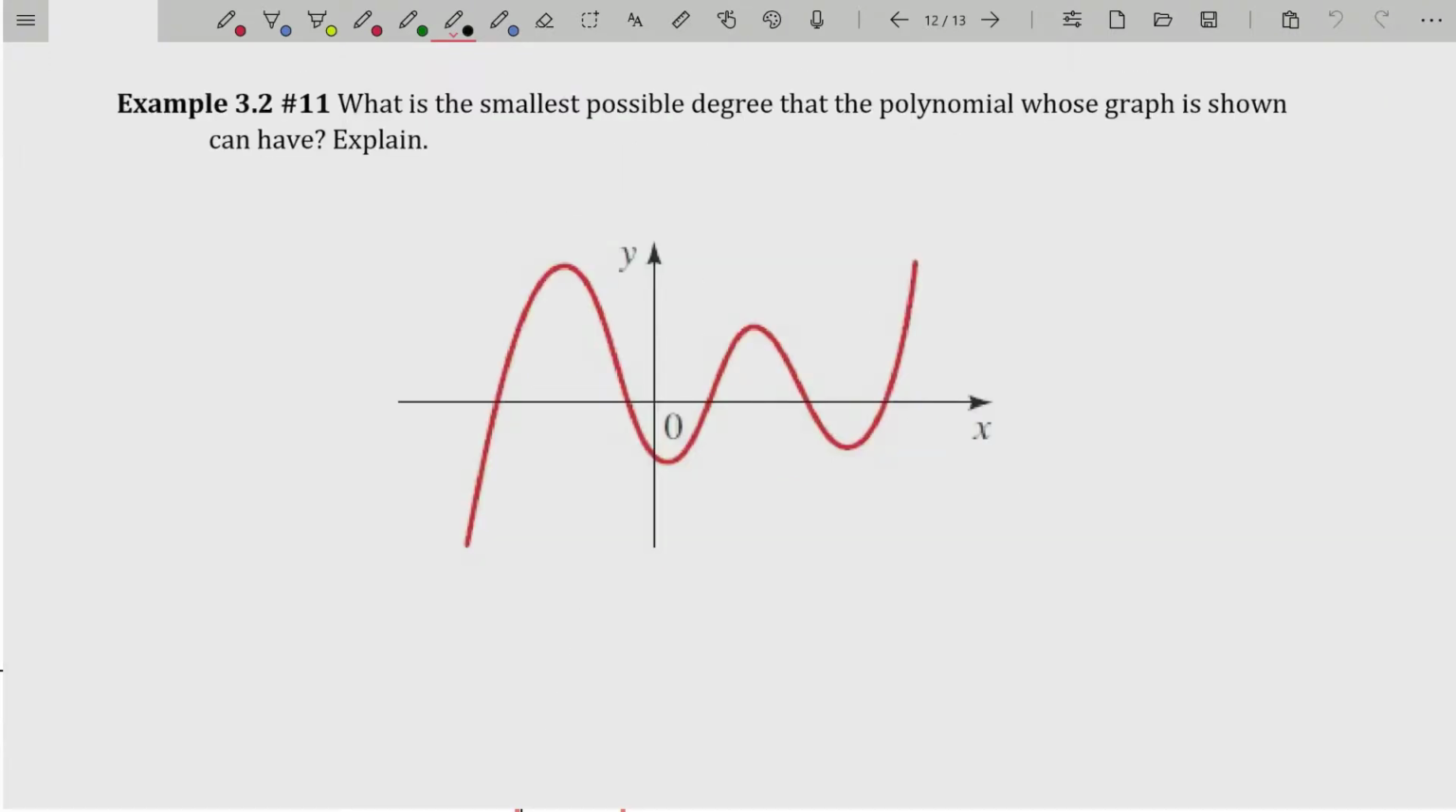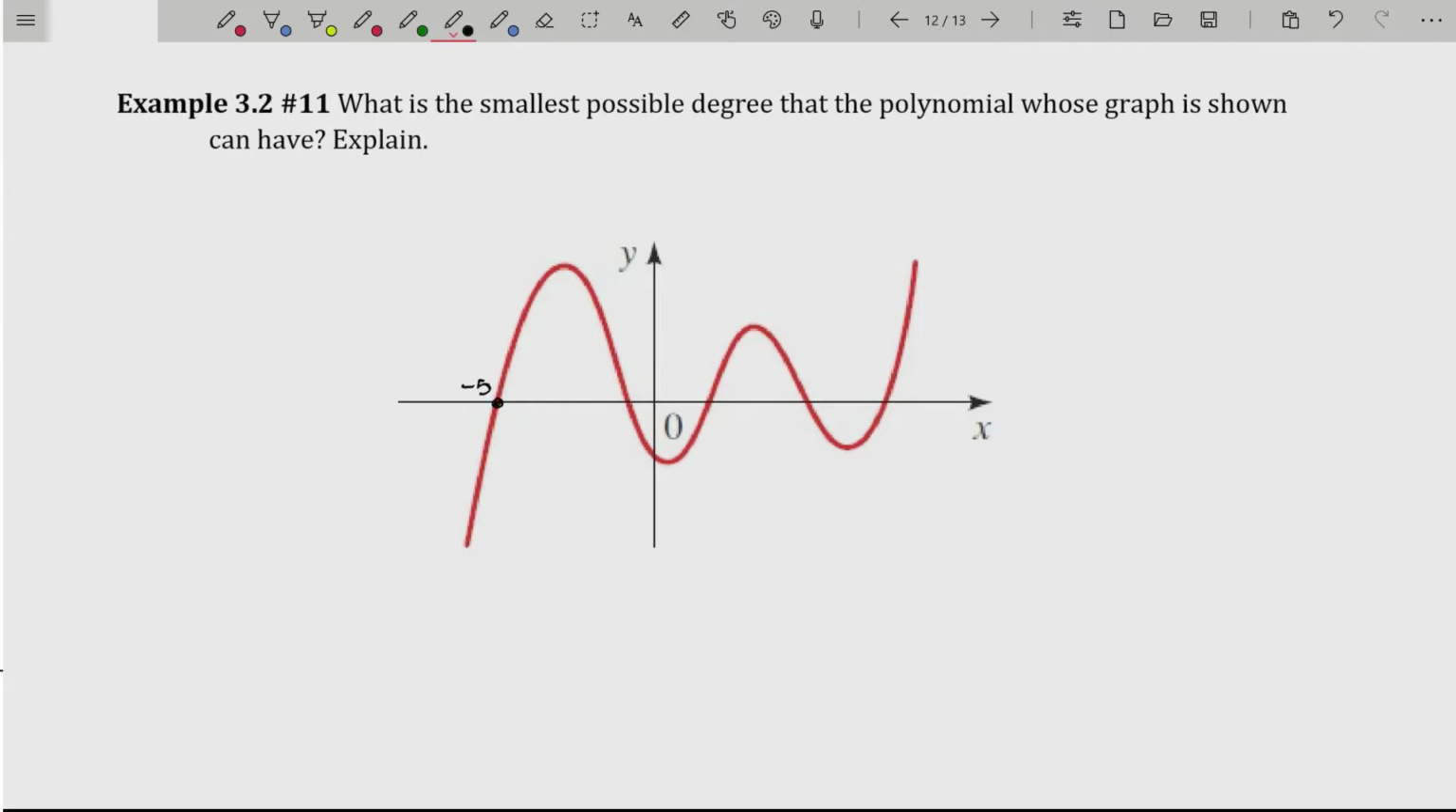To be honest with you, graphing polynomials is actually kind of not too bad. This type of question, I like this type of question for an exam because it really showcases your understanding rather than your ability to compute. So what is the smallest possible degree that the polynomial whose graph is shown below can have? Well, let's just make up some numbers.